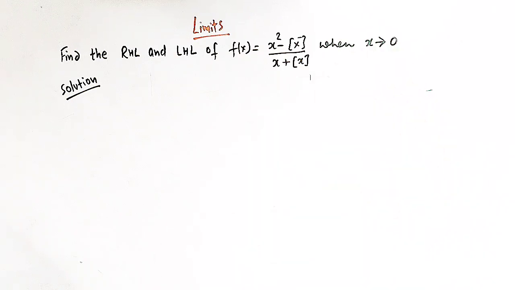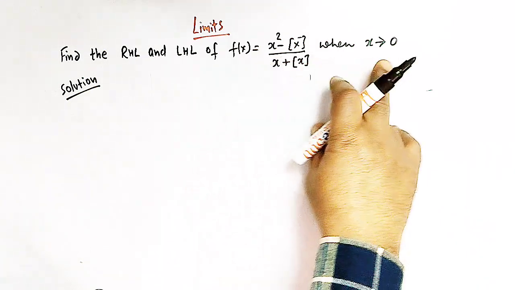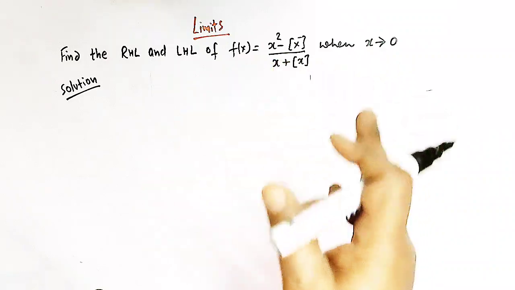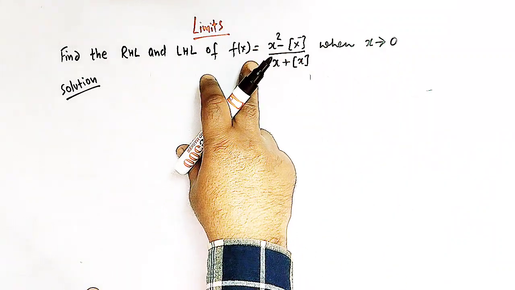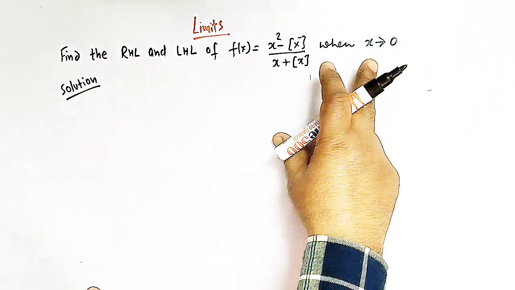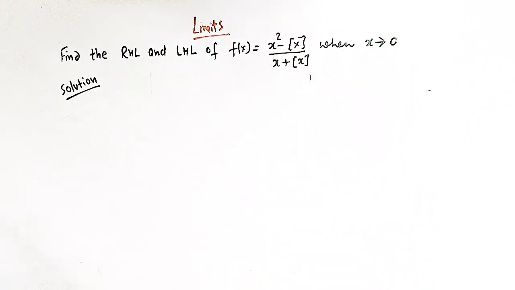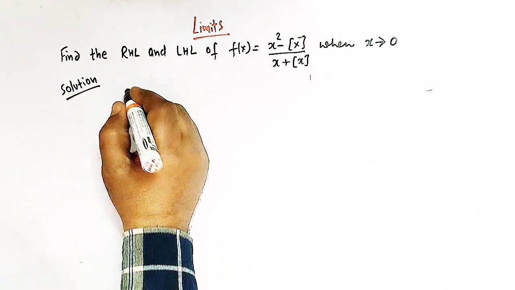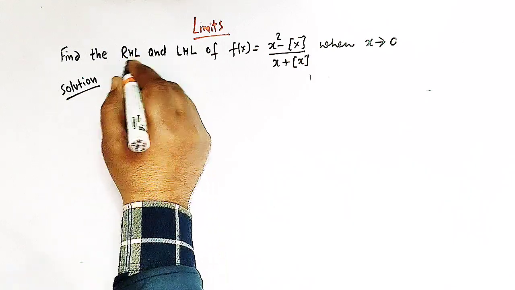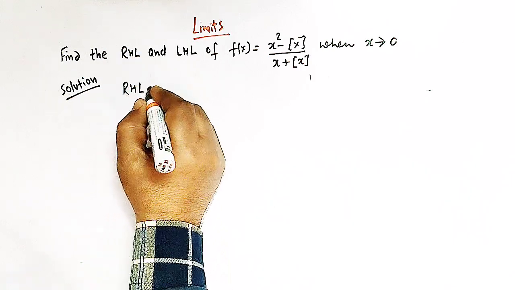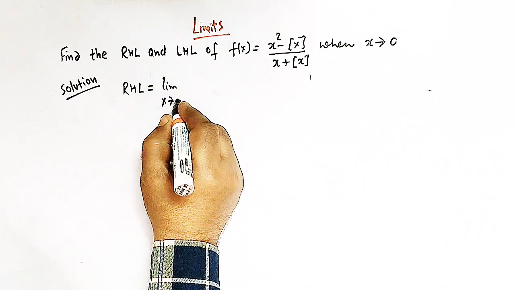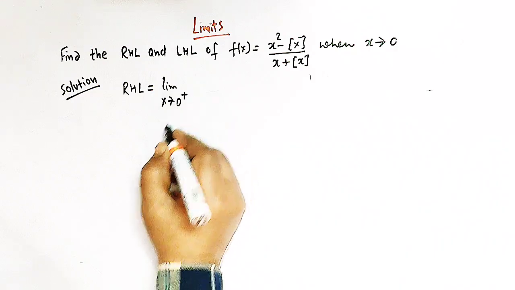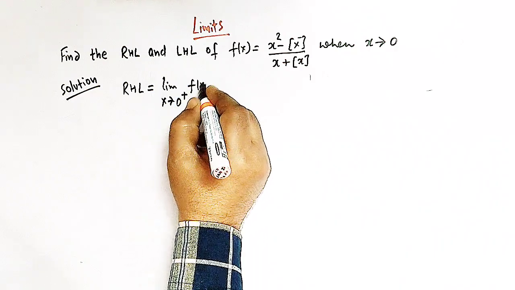So let us see how we can find out the right hand limit and the left hand limit of this function when x tends to 0, and then we'll also draw the conclusion whether the limit of this function f of x exists at x tending to 0, right? So let us first find the right hand limit. So for a right hand limit, the notation is the limit, and here we have x tends to 0, and we put a positive sign here, and here we have f of x.